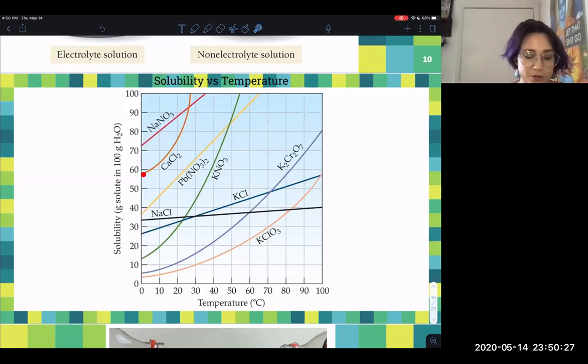But with calcium chloride, oh yeah, you get a lot more out of that one, right? Because it's a more exponential curve. This is for solids. Notice that all of these compounds are ionic compounds, and they're solids in water.